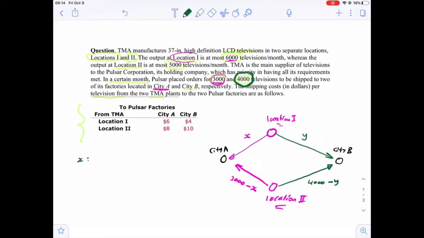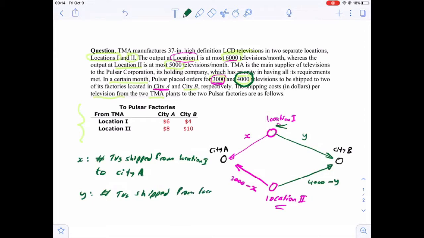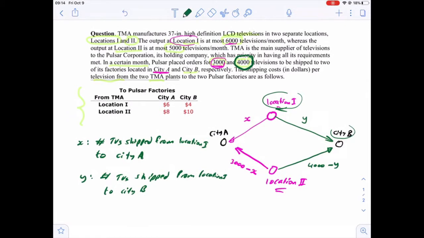So X denotes the number of TVs shipped from location 1 to city A, and Y represents the number of TVs shipped from the same location 1 to city B. After defining these variables, we know that the number of TVs required by the two factories A and B are 3,000 and 4,000 respectively, and this will help us to make these relationships.